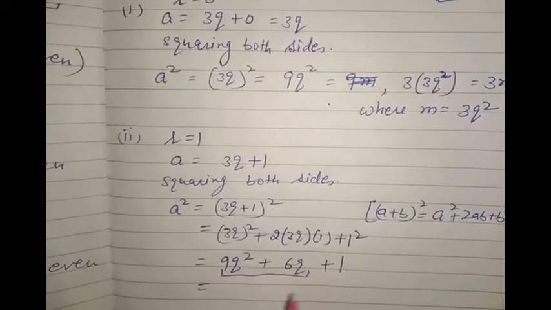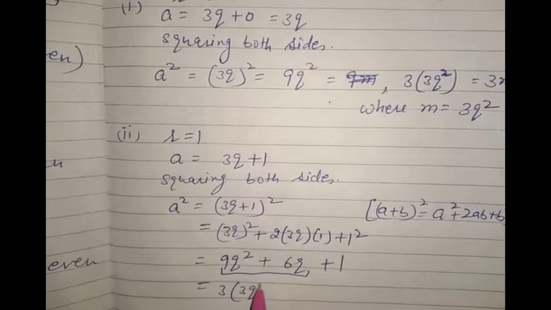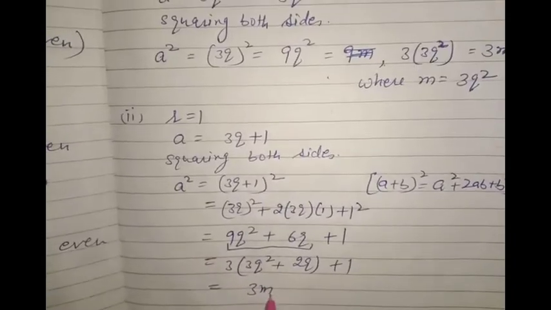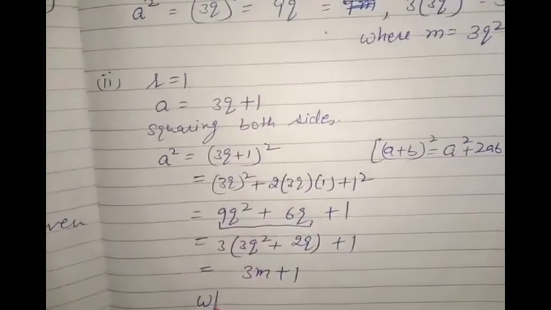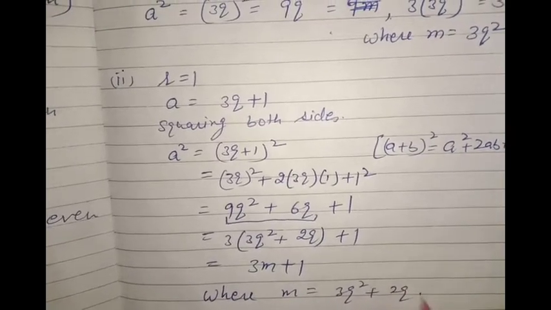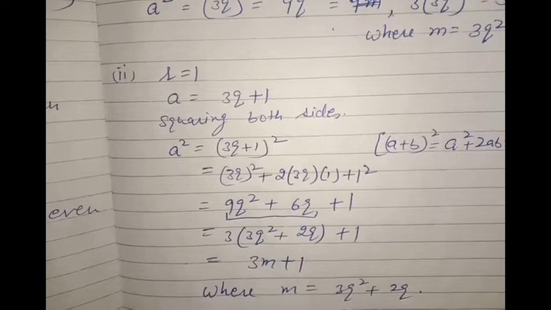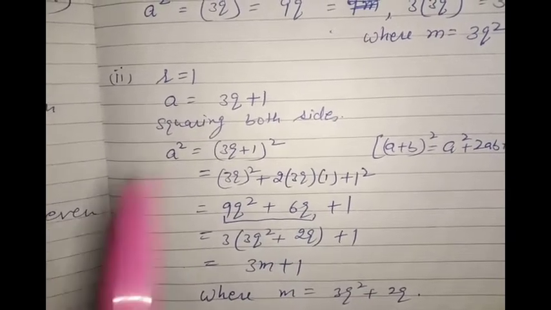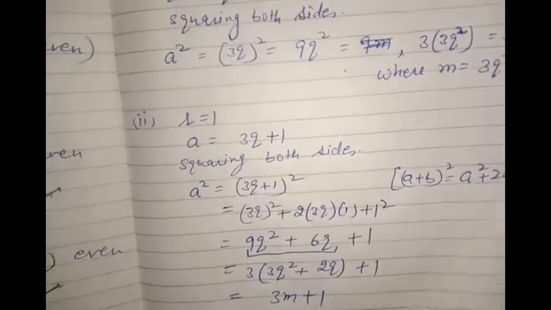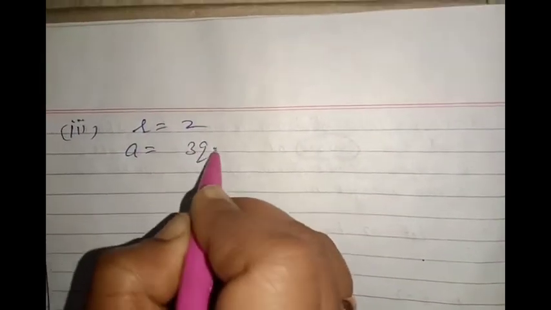Out of these 2 we can take 3 common. What is left? 3q square plus 2q plus 1, which is equal to 3m plus 1, and we'll write where m is equal to 3q square plus 2q. This is only the presentation that you will do in exam. The basic of this I will tell you at the end of this question, just like I told you in the previous question. Now the third part, third case, when r is 2, then a is equal to 3q plus 2.